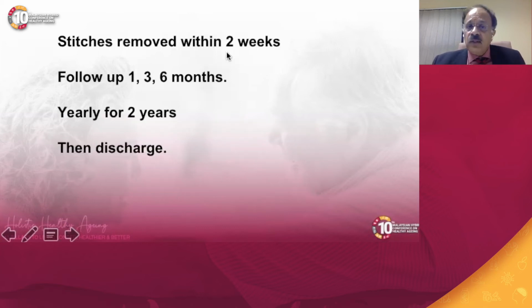Right, the stitches are removed within 2 weeks. Normally, some of us will follow up the patient on the first month, third month, and sixth month, then perhaps yearly for about 2 years before discharge. After that, there's no issues. The patient can always come back and see the surgeon if he's got any issues, even after that period of time.